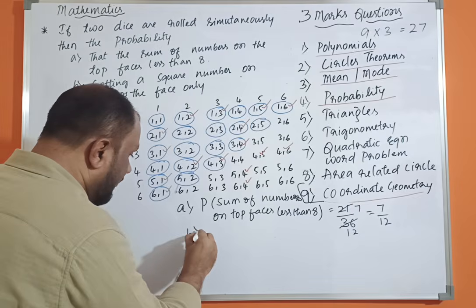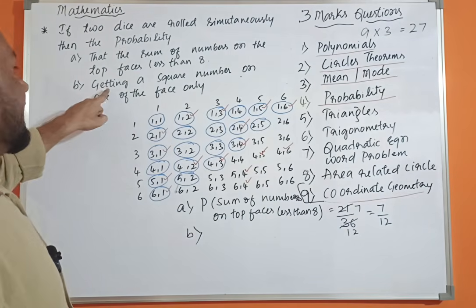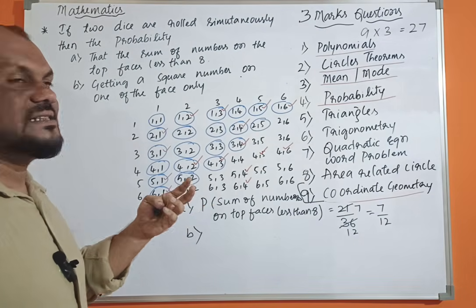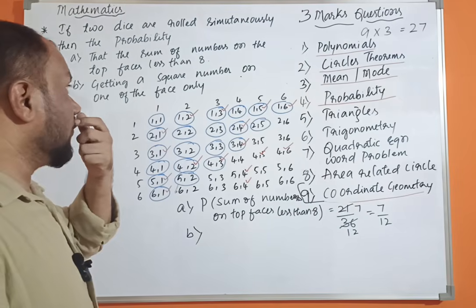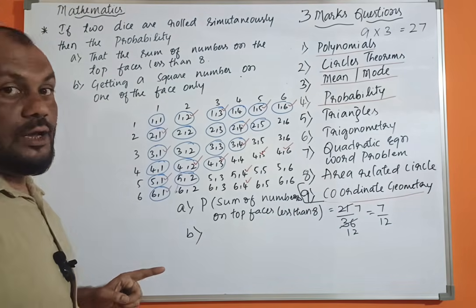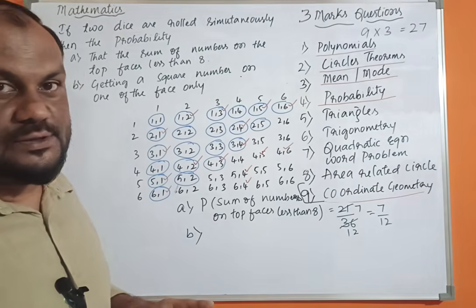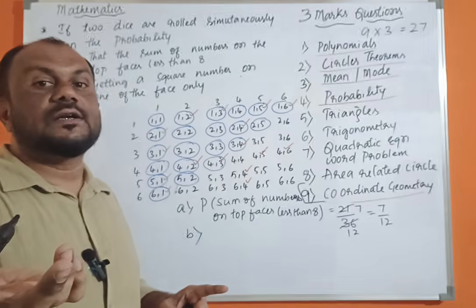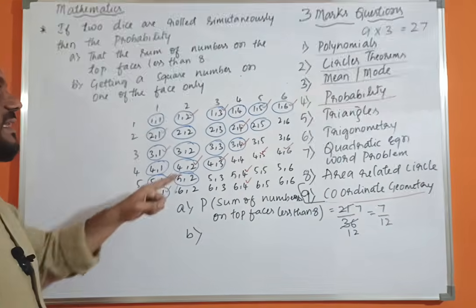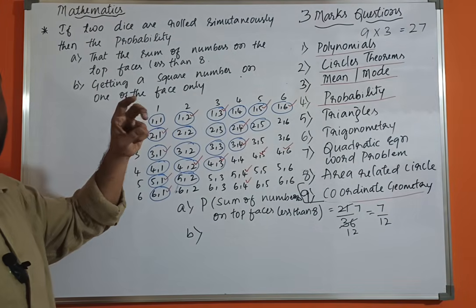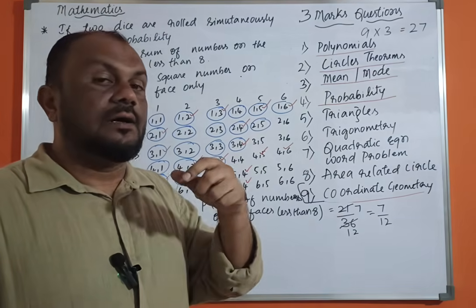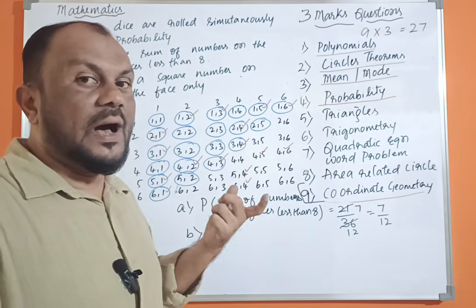Now B, the second one. Getting a square number. So here the square numbers which appear are 1 and 4. Getting a square number on one of the faces only. On only one face, a square number should be there. The other face should have a non-square number. So that is marked with a red pen. Here the right ones I have ticked with the red pen to count, so I can easily identify which are the faces where only one square number is there.